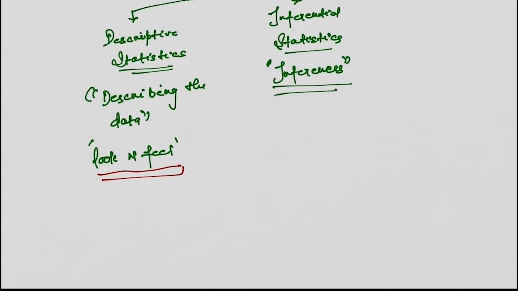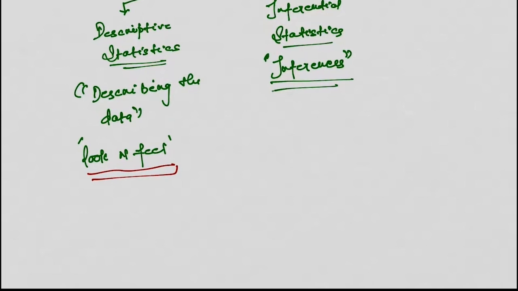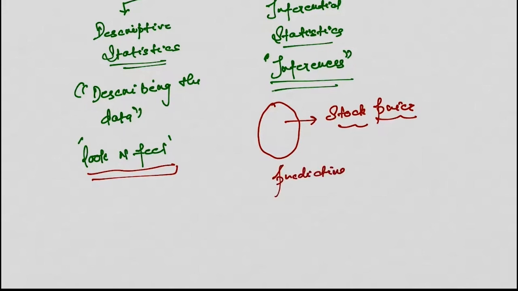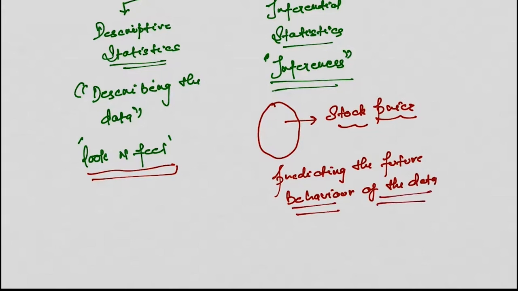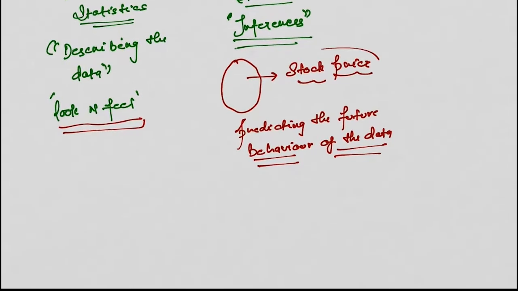However, inferential statistics is about taking inferences out of data. Assume you have historical data of a stock price. So you have a time series and you want to know the future value of the stock price. With the help of the historical data, you want to predict the future value of the stock price, and then you apply inferential statistics. So it is about predicting the future behavior of the data, or taking the inference out of the historical data and predicting the future behavior of the entity of interest. And right now the entity of interest is a stock price.